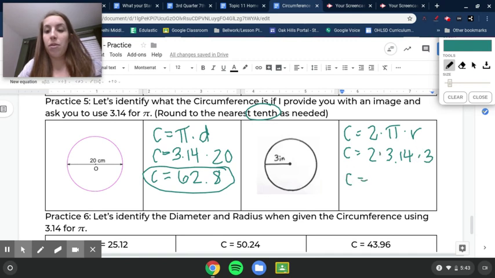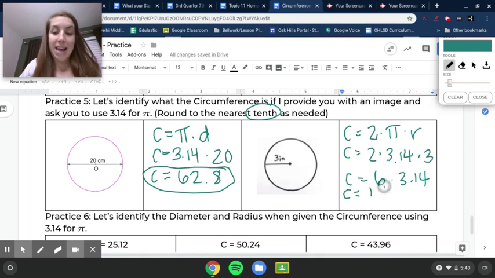C is equal to, I see that it's 6 times 3.14, or if you'd put them all in the calculator, then you would have found that C is equal to 18.84, but they tell you to round it to the nearest tenths, so C is equal to 18.8, because the 4 tells the 8 to stay the same.